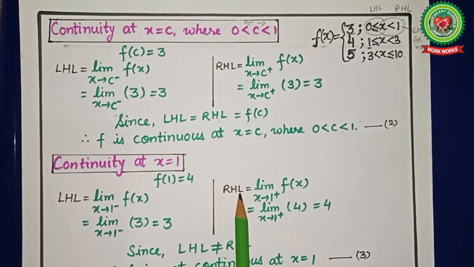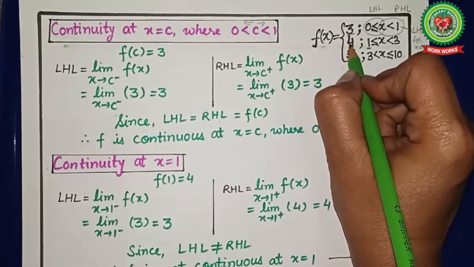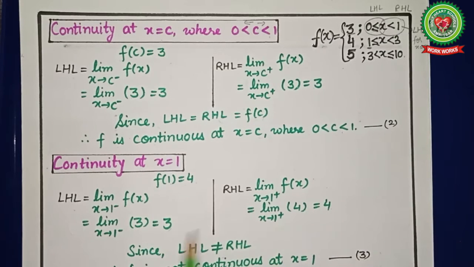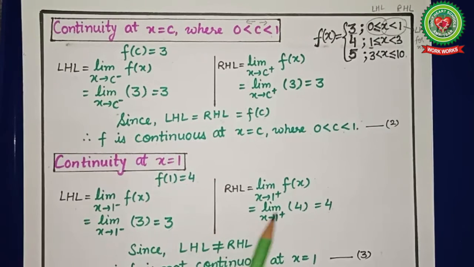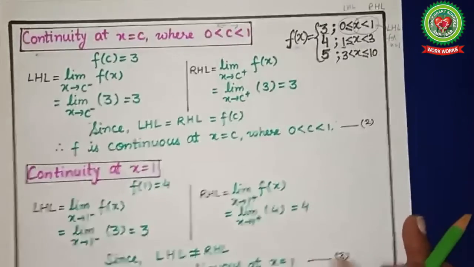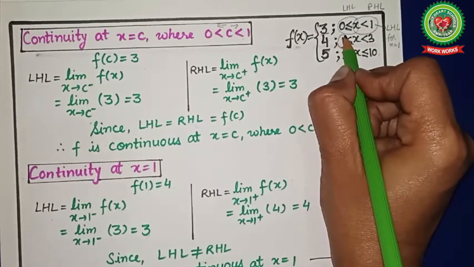And for the right hand limit, when x is greater than 1, the value of f(x) is 4. So we put the value here and we get 4. Now you can see that the left hand limit is 3 and the right hand limit is 4. As both these values are not equal, we can say that f is not continuous at x equal to 1.